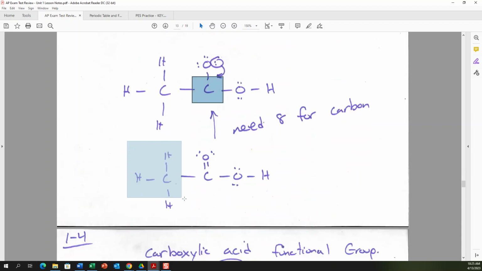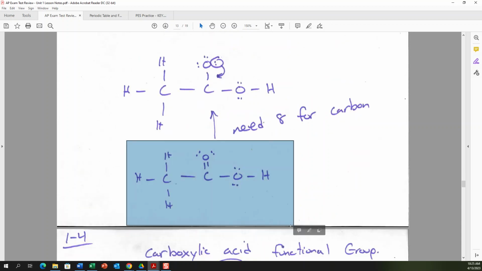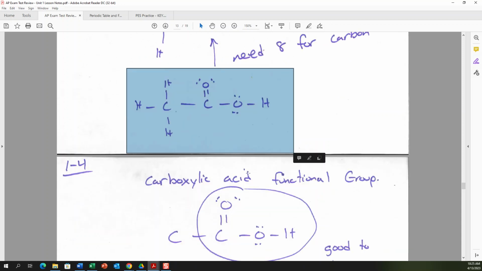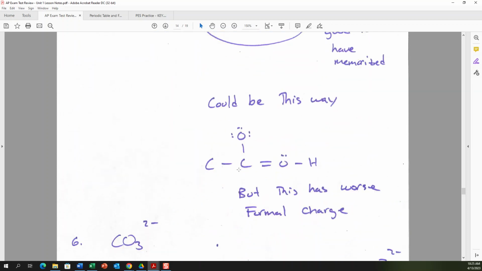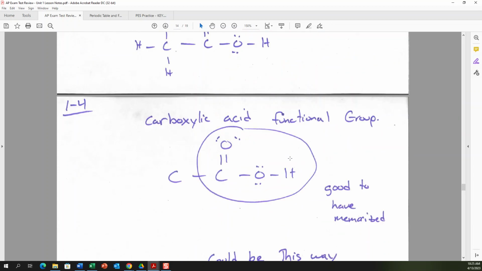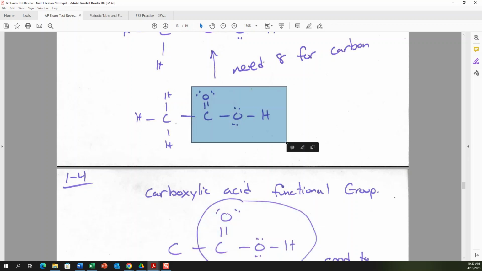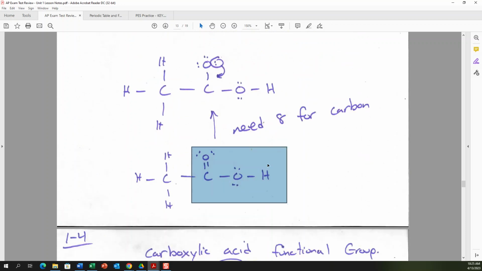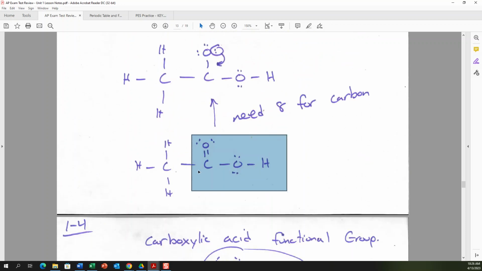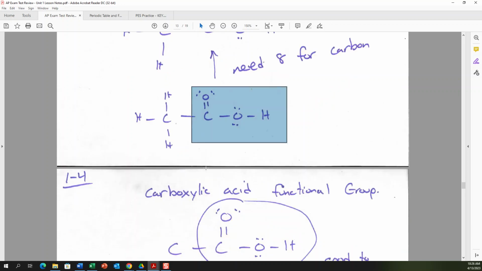And so this would be the correct structure. Okay? Now, if you weren't told to make sure you have the best formal charge, then the other way you could have done that was you could have put the double bond here. But if you memorize that this is what a carboxylic acid functional group looks like, right? The OH has the 2 lone pairs, and the O by itself has a double bond to carbon. That's a carboxylic acid functional group. Then you would know to just go right into the structure and just boom, boom, boom, draw all your dots, and you're good to go.